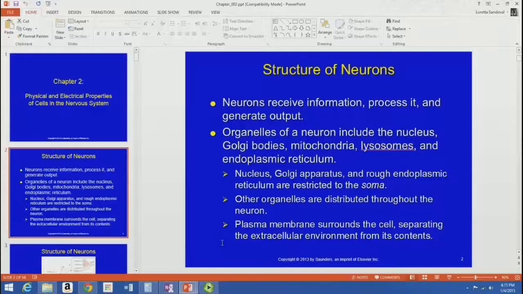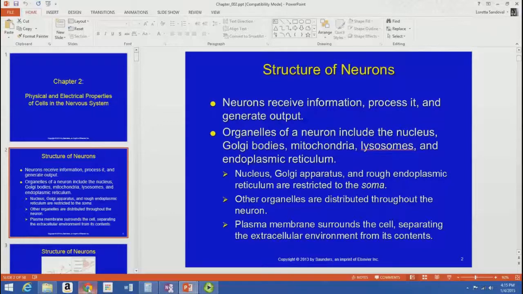Just like every other cell in our body, it's surrounded by a plasma membrane. It separates the extracellular environment from its contents. When we start talking about its electrical properties, we will see how important this is, because we have to be able to keep certain charged ions out and certain ones in to maintain that electrical differential between the inside and the outside of the cell.